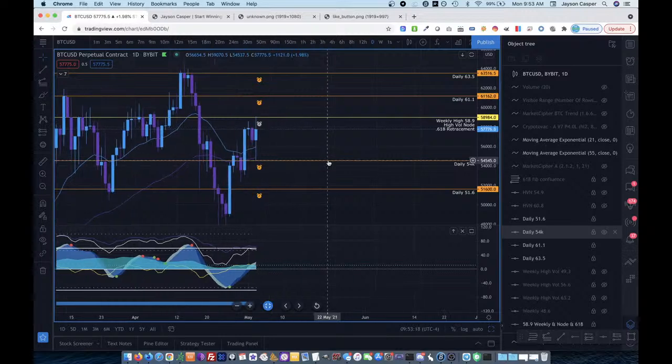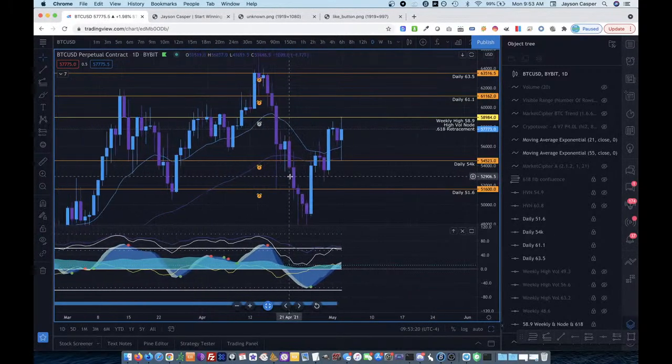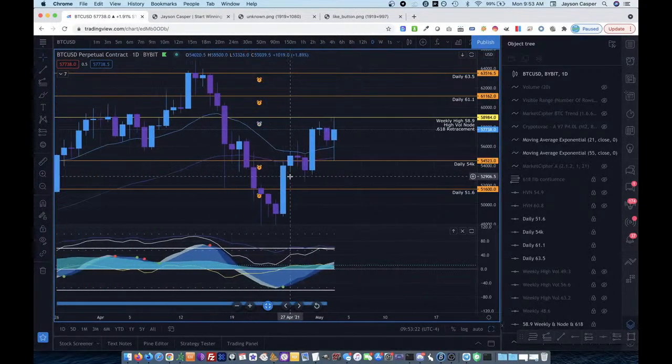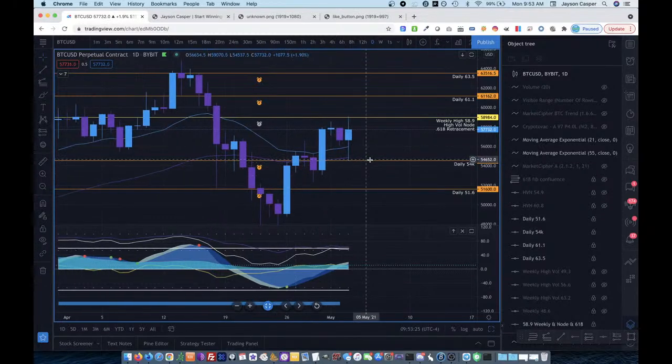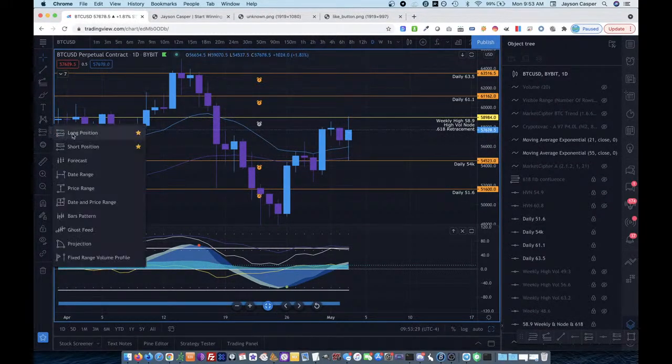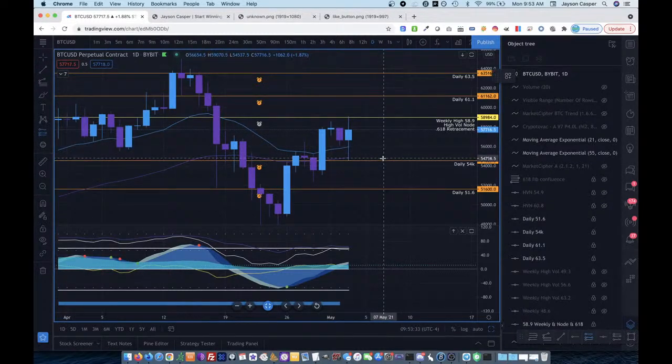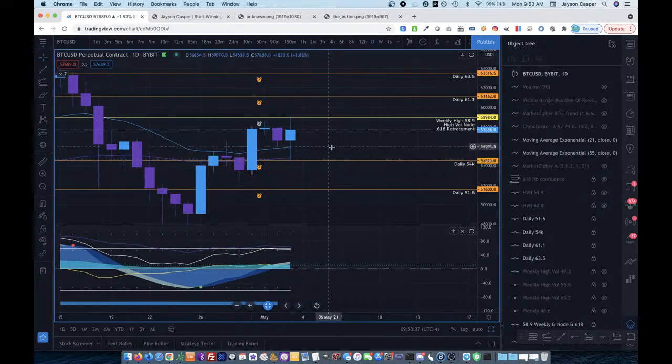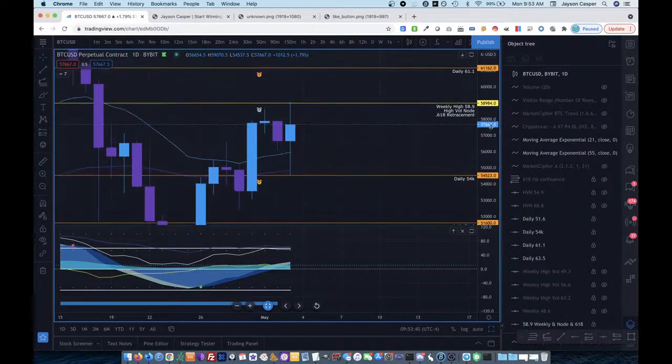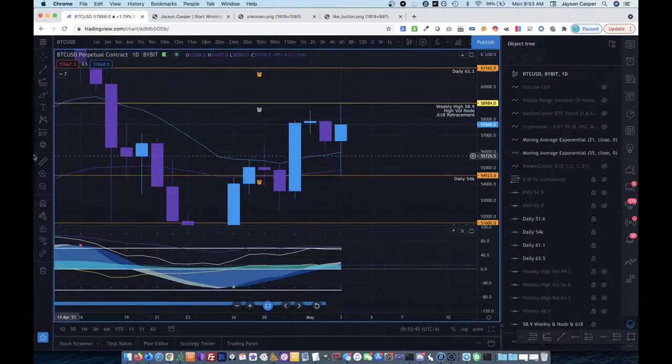54.5 was actually a level I was looking to long. Unfortunately, I missed the entry, guys. I was actually looking to long 54K back up to 59K. I had milliseconds literally to enter this long position right here. But what's really interesting, guys, is whatever just happened there. Look at how it respects the daily levels of support and resistance.